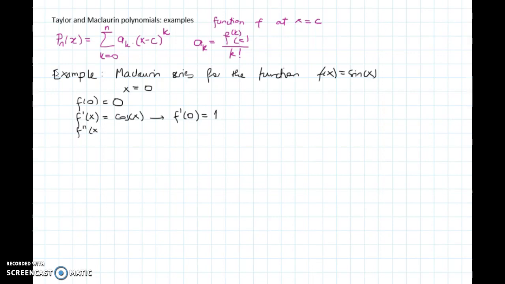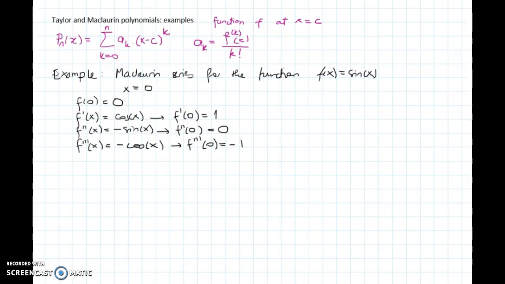For the second derivative, we are going to have the derivative of the cosine, which is negative sine of x, and when we evaluate this function at 0, we get the value 0 again. For the next derivative, the third one, we have the derivative of negative sine, which is negative cosine. And when we evaluate this at 0, we get the value negative 1.